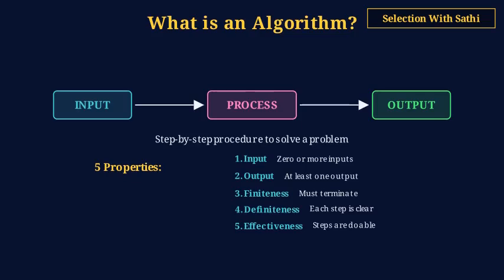Every algorithm follows the pattern: input goes to process goes to output. The two main criteria to evaluate an algorithm are correctness, meaning it produces the right answer, and efficiency, meaning it uses minimal time and space. Remember, for the same problem, there can be many algorithms, but they can differ dramatically in efficiency.